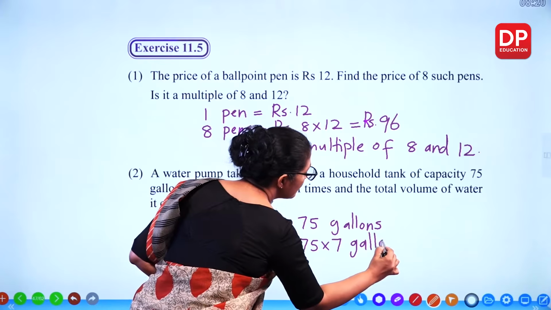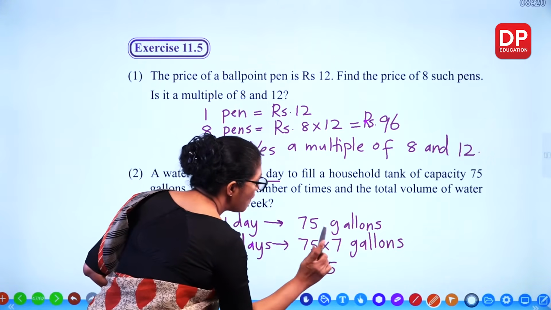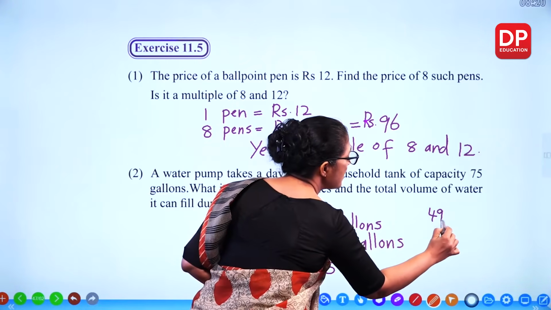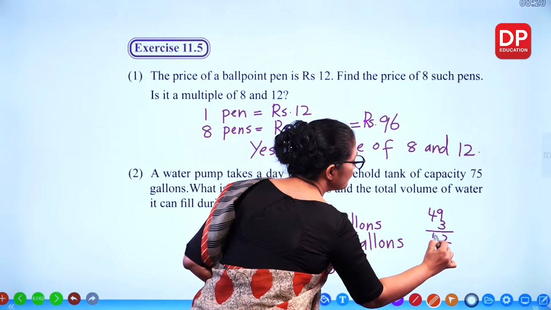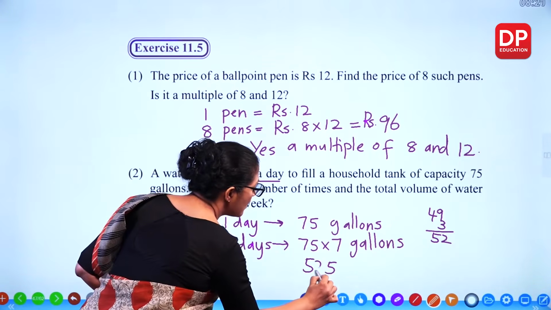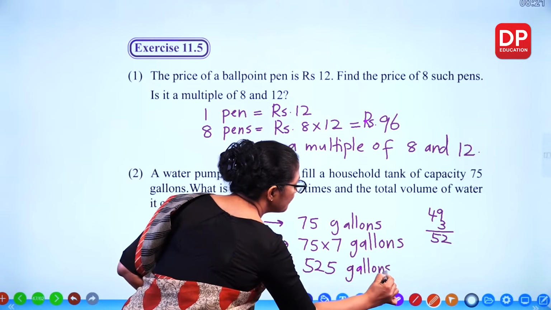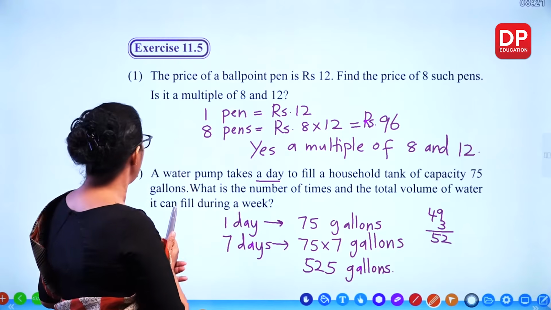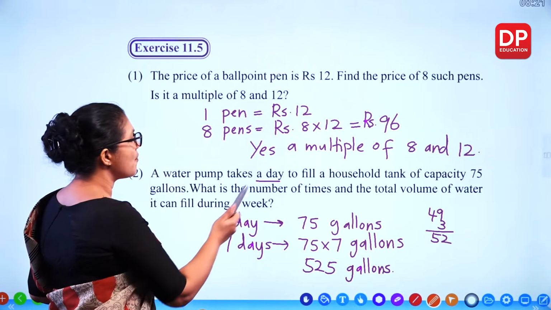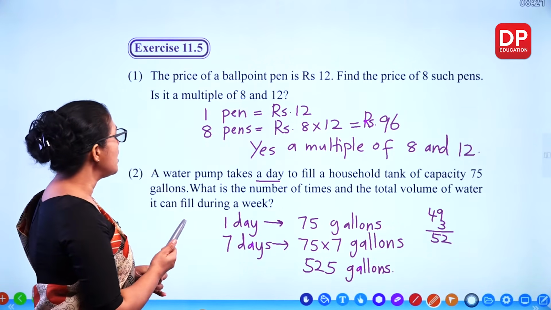So what's the answer? 7 times 5, 35. 3 remaining. 7 times 7, 49 plus 3, 52. So 525 gallons. Now it says just to find out the volume. What is the number of times and the total volume of water it can fill during a week?